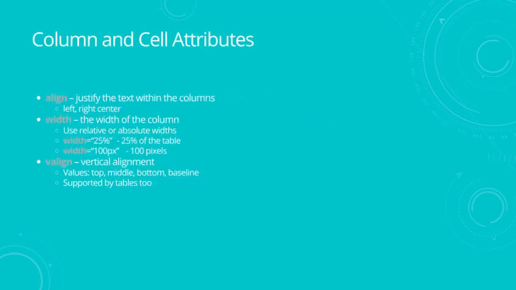Then we have column and cell attributes. Align justifies the text within the column: right, left, or center. Width is the width of a column; use relative or absolute widths. If width is 25%, then it is 25% of the table. If the width is 100 pixels, that is 100 pixels of the table. Then valign is the vertical alignment. The values are top, middle, bottom, baseline, supported by tables also.